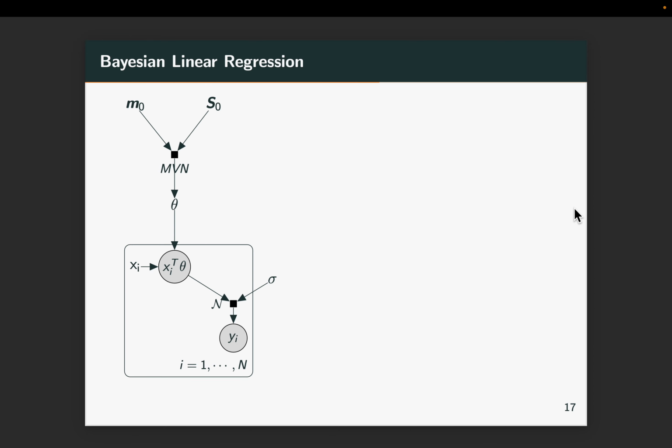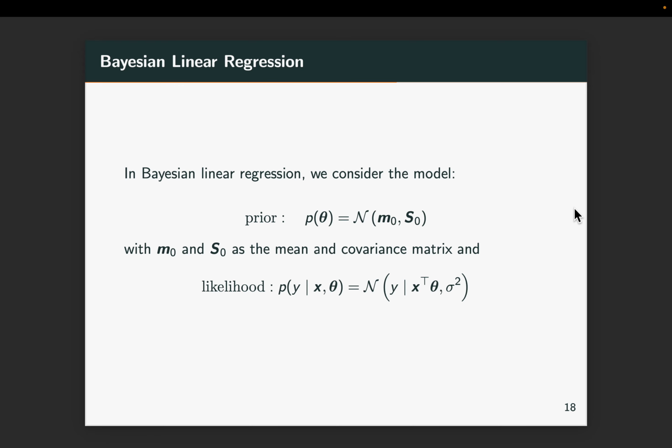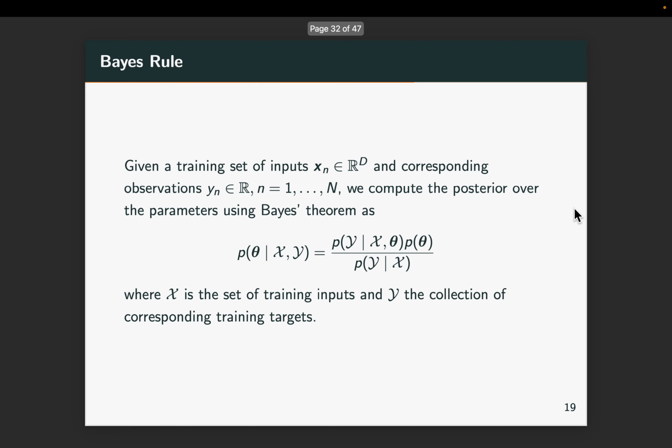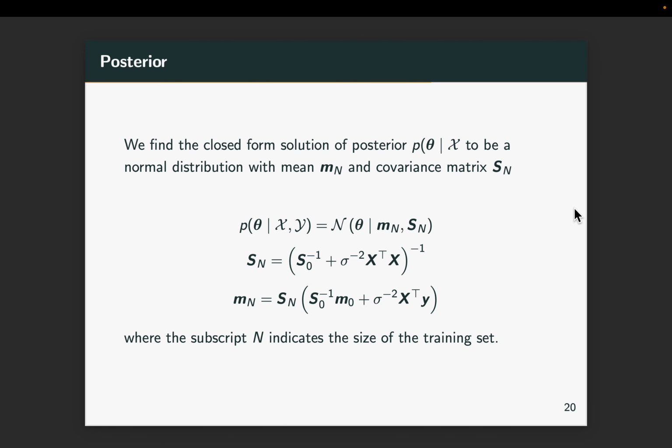And this was the important slide where we looked at the graphical model. We put a multivariate normal prior on theta. The way theta is linked to the output is through this function xi transpose theta, and our output yi is a normal distribution with the mean xi transpose theta and some noise sigma. And we said that if we choose this prior, which is multivariate normal m naught s naught, and the likelihood, which is again normal, we will obtain a posterior, which is again a multivariate normal distribution with a mean mn and the covariance Sn.